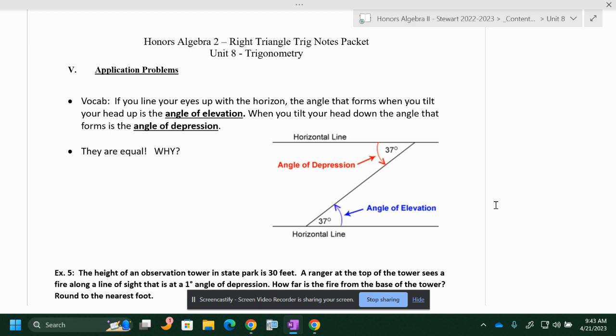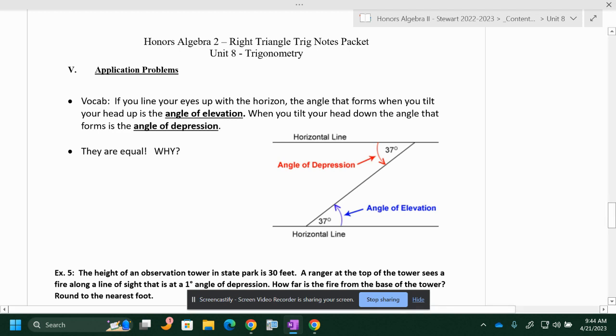Taking a look here, if you line up your eyes with a horizon and tilt your head up, it's what we call the angle of elevation. If you tilt your head down, it forms an angle of depression. They're equal, believe it or not, because you're looking from 90 degrees to start. If you look straight ahead and then look straight down to your feet, that would be 90 degrees. Or if you look straight up, right on top of you, that would also be a 90-degree angle. So anytime you go down or up from there, it's going to produce the same type of angle within.